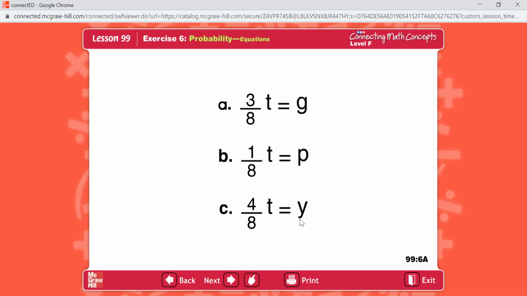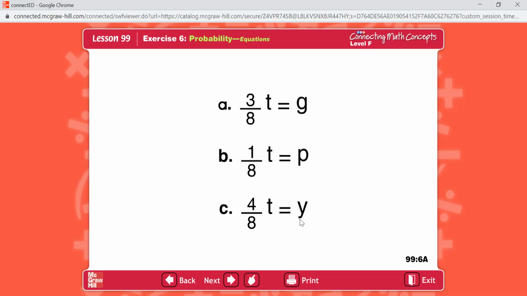Problem F. If you took 16 trials, about how many purple marbles would you expect to pull out? You use the equation 1/8 T equals P. You work the problem 1/8 times 16, giving you the answer 2 purple marbles.